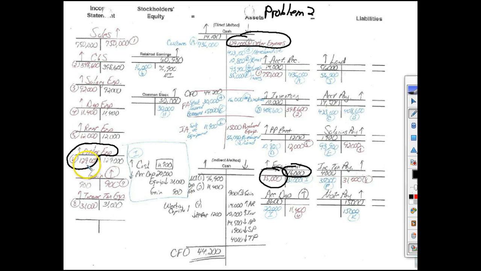So you're going to debit other expenses and you'll credit cash under the operating section. So again, if it doesn't have a related current asset or current liability, that tells you that they paid cash right away.